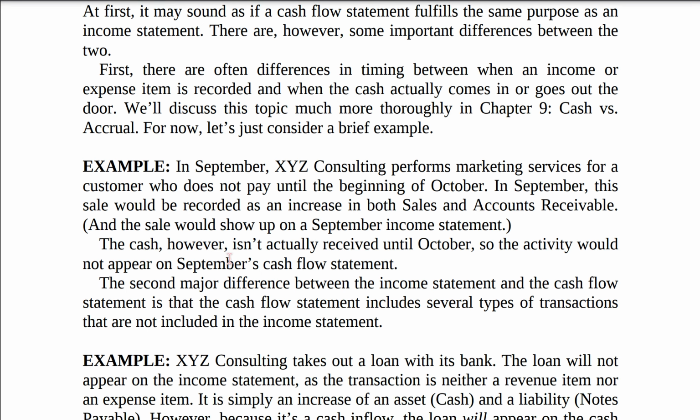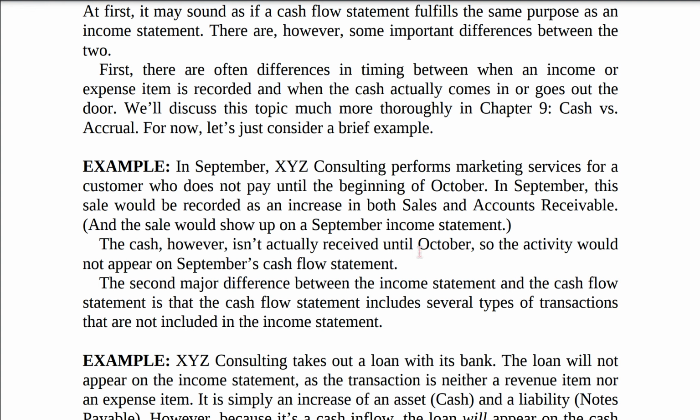For example, in September, XYZ Consulting performs marketing services for a customer who does not pay until the beginning of October. The company has performed the services in September, but the payment has not been received until the beginning of October. In September, this sale would be recorded as an increase in both sales and accounts receivable, and the sale would show up on September's income statement. The cash, however, isn't actually received until October, so the activity would not appear on September's cash flow statement.